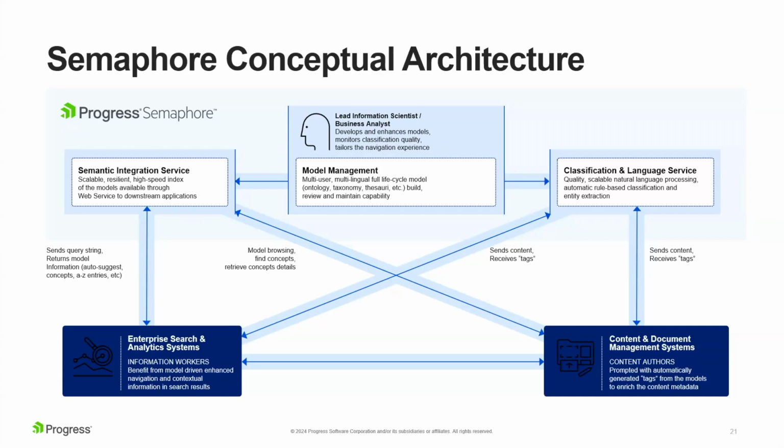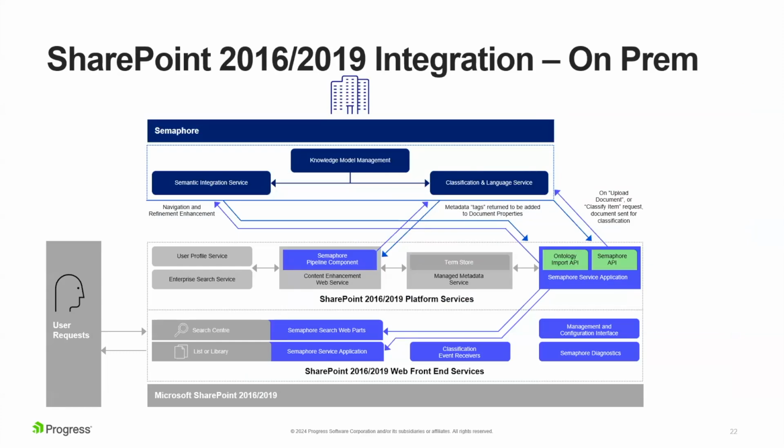On the left-hand side is the semantic integration service. This provides vocabulary services to your organization, allows you to search and browse and retrieve information from the knowledge models. And these components are all accessible through APIs and typically deployed as part of a semantic AI middleware, and used generally in combination with search, analytics, and document and content management systems. Now, the Semaphore integration pack, as its name suggests, integrates these components with SharePoint in whatever form it takes.